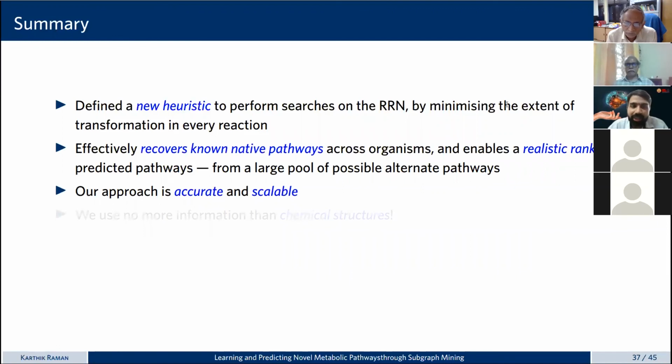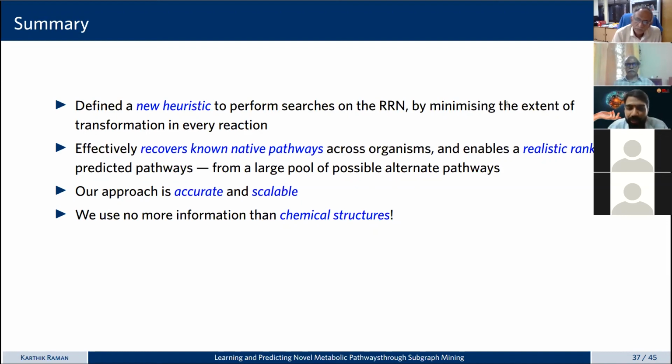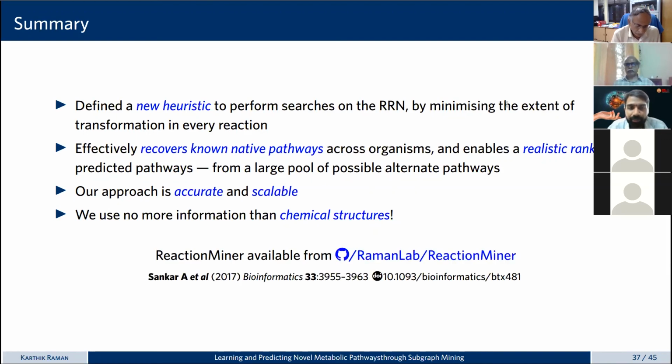Our approach is fairly accurate and quite scalable. I didn't go into those details for today's talk, but we showed that even if you have reaction databases with maybe 150,000 reactions, we are able to perform the predictions quite rapidly. The most important unique aspect of our approach is that we use no more information than just the chemical structures. So just using chemical structures, no other expert information, no thermodynamic information, we're able to give very good guesses on what is the most plausible pathway. And you can read our paper here, and our codes are also available if you want to run them from GitHub.